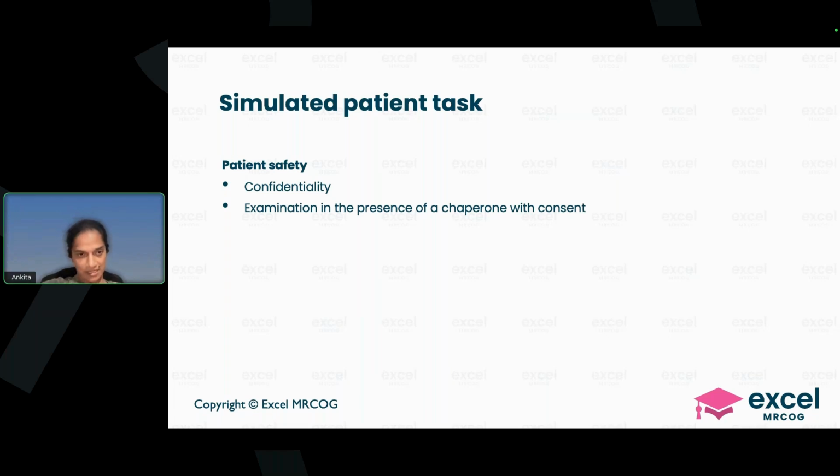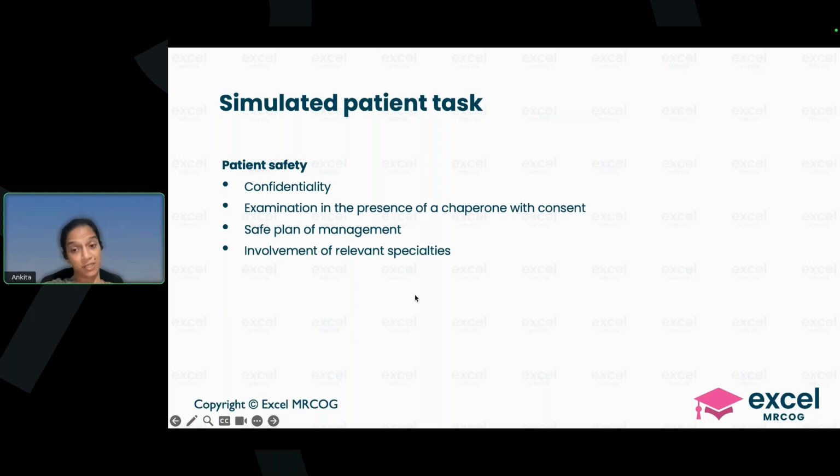We have already discussed this. Next, a safe management plan. Like in this case, the instrumental delivery. Just because the patient says, I want to have a vaginal delivery, let's wait for one more hour, you're not going to wait. So the management plan that you make is going to be safe for the patient. That is what it means.